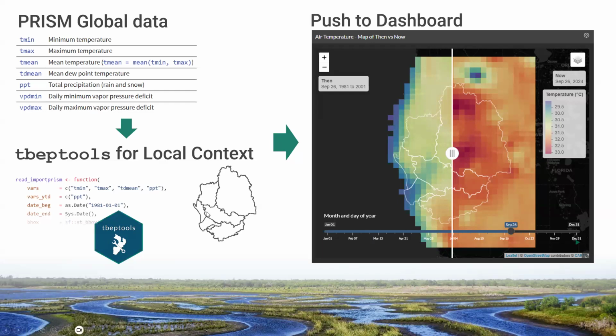So we have breakdowns by different subwatersheds, Tampa Bay, and we can show it in a visualization that describes what is the current status relative to the past. We have these sliders that show to the right what is the current condition relative to a historical baseline. You can see from this example that September 26th of last year was much hotter than the historical record for that day.